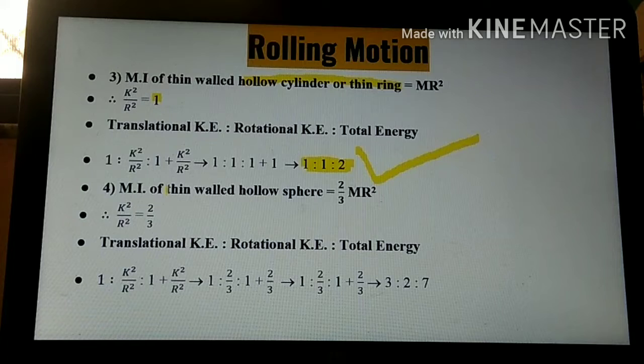Next one, moment of inertia of a thin walled hollow sphere, that is 2 upon 3 mr square, means k square upon r square's value is 2 upon 3. So translational kinetic energy is 1 is to k square upon r square is to 1 plus k square upon r square. So 1 is to 2 upon 3 is to 1 plus 2 upon 3. So we are getting 1 is to 2 upon 3 plus 1 plus 2 upon 3. This 3 will go upwards. 3 plus 2 is what? 5. So 3 will come over here. So it is 3 is to 5.